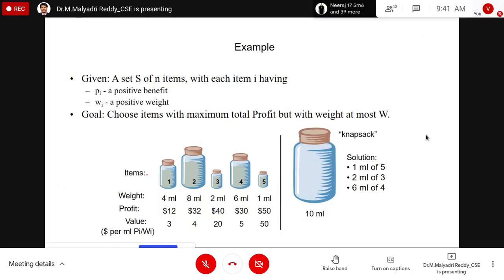One more example. These are all the items 1, 2, 3, 4, 5. Its weights are 4 ml, 8 ml, 2 ml, 6 ml and 1 ml, and corresponding profits are 12, 32, 40, 30, 50.